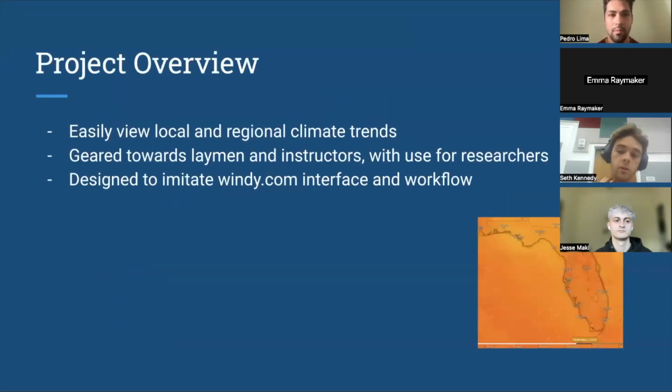The premise of this project is making a graphical interactive map as a way for users, instructors, and researchers to view local and regional climate trends. The goal is to imitate windy.com in terms of the interface and the flow of the website, where you have different layers of temperature, wind speed, dew point, and a time graph on the bottom. We would do it by month. For instance, you could pick July 8th and ask, what is the expected temperature in Gainesville, Florida on July 8th? This would be averaged over many years of climate data.